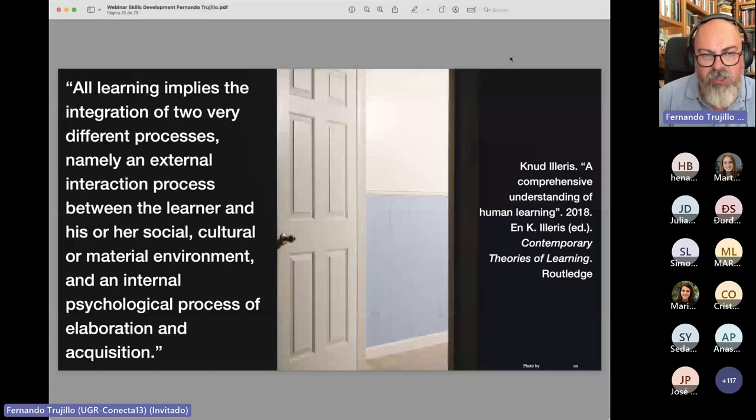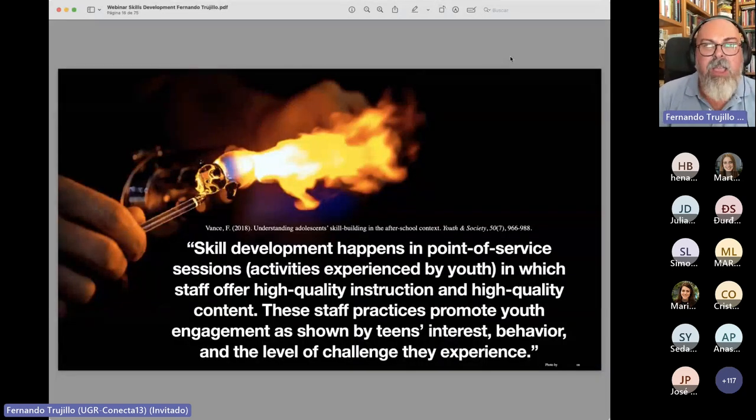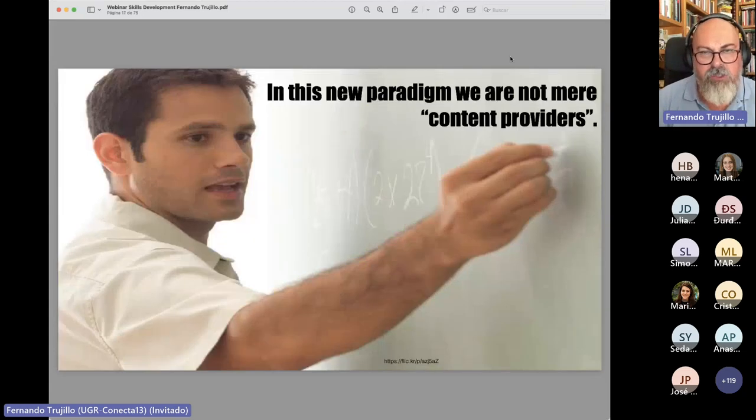So, these two processes are in fact how skills appear. Skill development happens in, and I love this expression, point of service sessions. That is, activities which are experienced by the learners, in which teachers and staff offer high quality instruction and high quality content. But the role of the staff, of the teachers, the faculty, is to promote the youth engagement in that learning situation, promoting teens' interest, behavior, and the level of challenge that they experience. So skill development happens as a consequence of these point of service sessions.